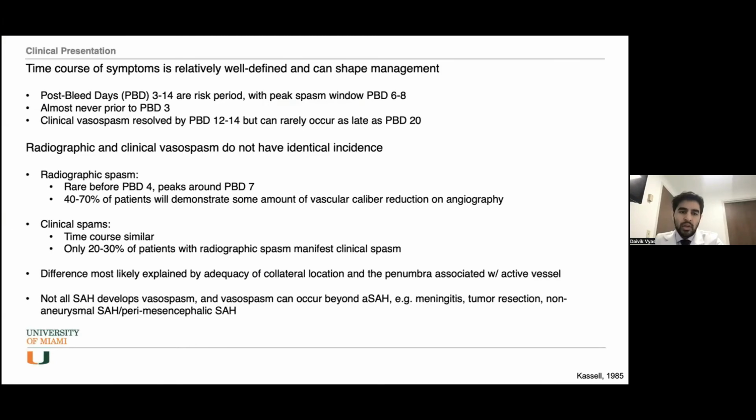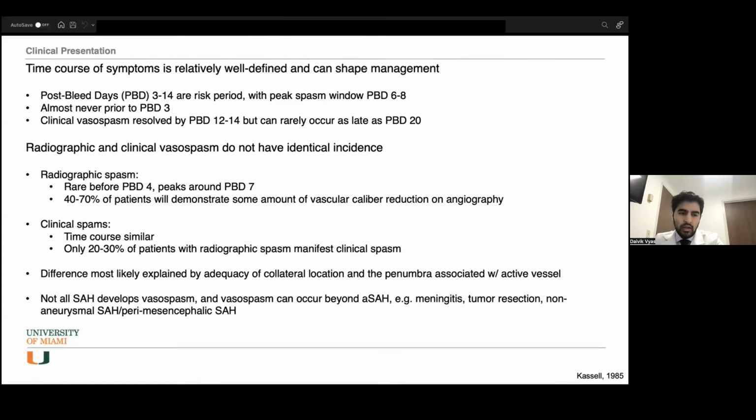This difference more than likely is explained by the adequacy of collaterals, as well as the penumbra that is associated with the active vessel. If you can hyperperfuse automatically and auto-regulate yourself, you're not going to have a clinical syndrome following whatever radiographic evidence of spasm that you have.